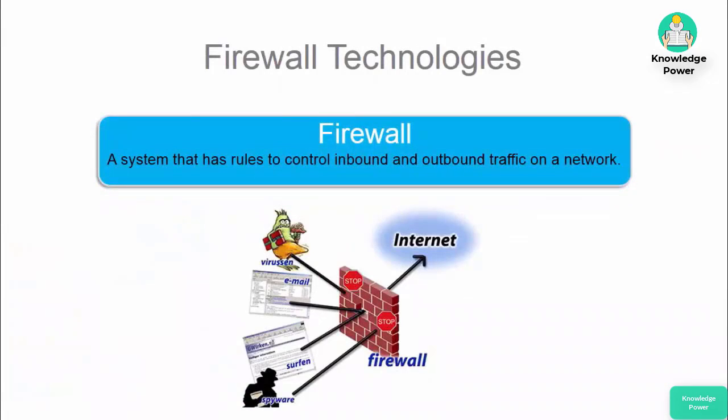Firewalls are a system that has rules to control inbound and outbound traffic on a network. In this section, we are going to learn about some of the different types of firewalls that can be deployed on a network.